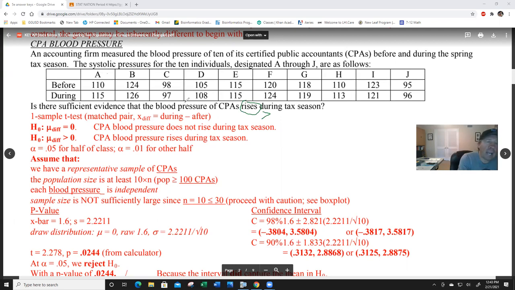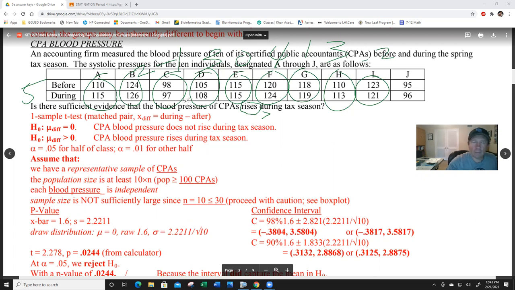So I don't care that this is 115 and 110. I care that the rise is 5. This rise is 2. This rise is actually a fall. It's -1. This rise is 3. This rise is 0. This rise is 4. This rise is 1. This rise is 3. This rise is actually a fall. It's -2. And this is 1. You're going to put those numbers into your calculator, which I did.